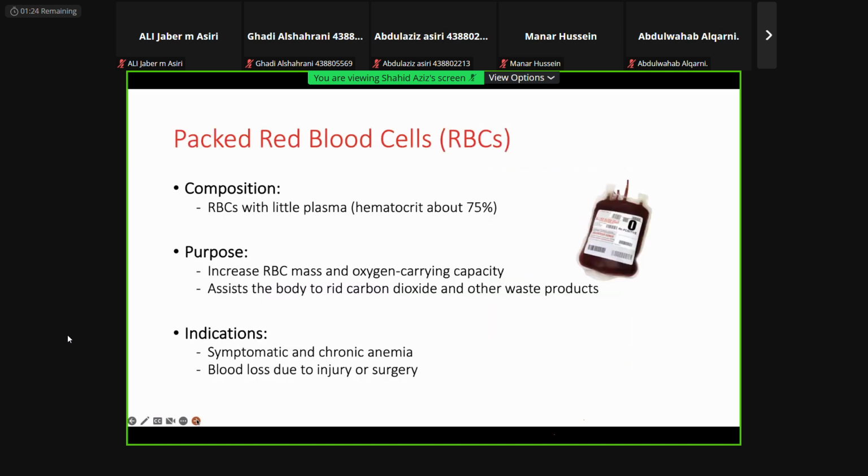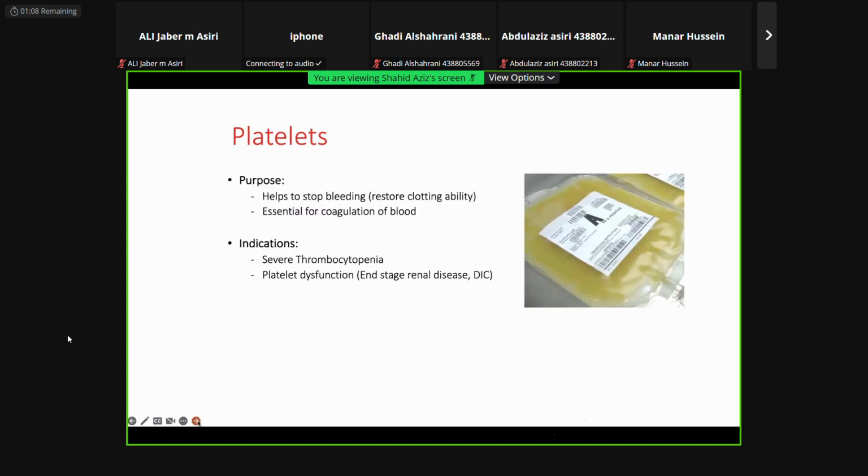Packed red blood cells contain RBCs. They increase the red blood cell mass and oxygen carrying capacity, and you give them for symptomatic anemia, acute anemia as well as chronic anemia, and for blood loss due to vascular injury, trauma, or surgery.